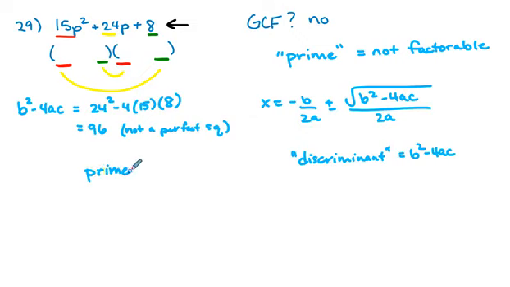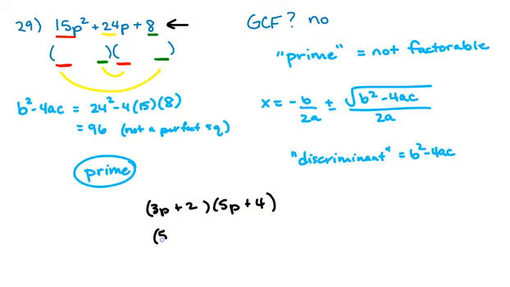Now, you don't have to do it that way, but your other choice is to exhaust all the possibilities where you're going like this: 3p plus 2, 5p plus 4. And you check the insides and the outsides, and uh-oh, they don't add up to 24. Okay, it's not that. 5p plus 2 times 3p plus 4. And you check the insides and the outsides, and they don't add up to 24, so it's not that.